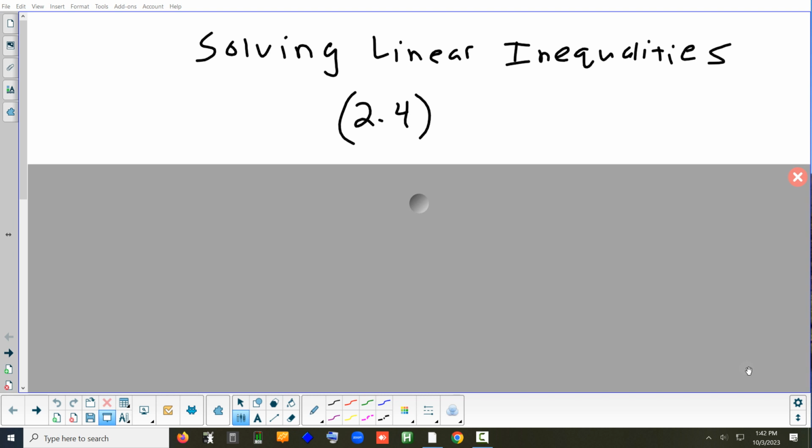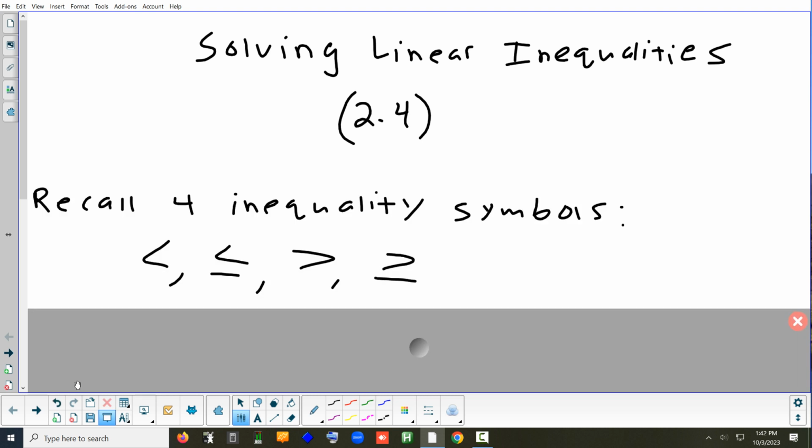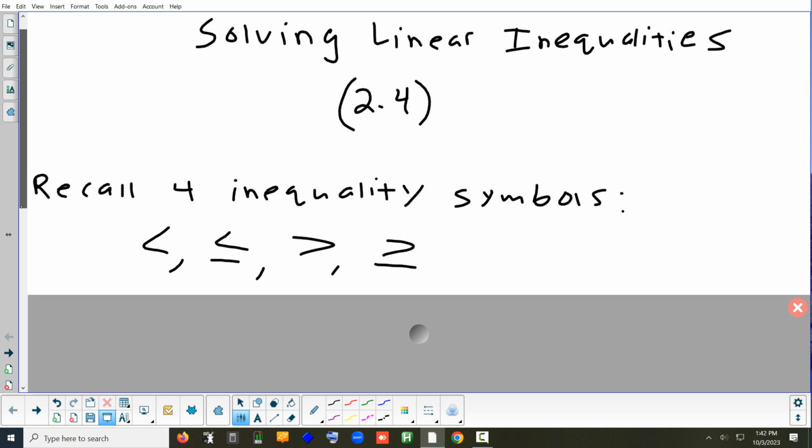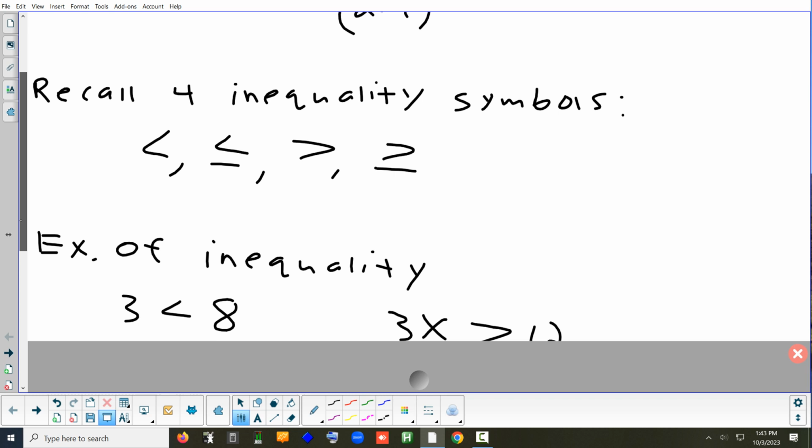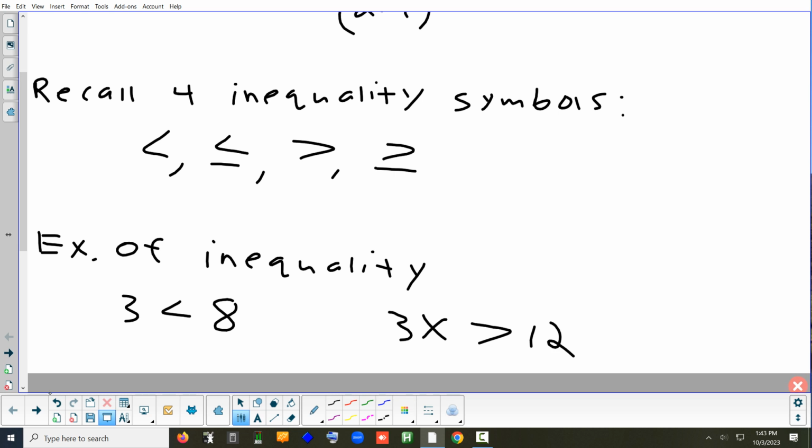So the second section we're going to take a look at this week is 2.4, and this is on solving inequalities. So yesterday we solved equations, today we'll solve inequalities. Just a reminder what your four inequality symbols are. Less than or equal to, greater than or equal to. Here's a couple examples of inequalities.